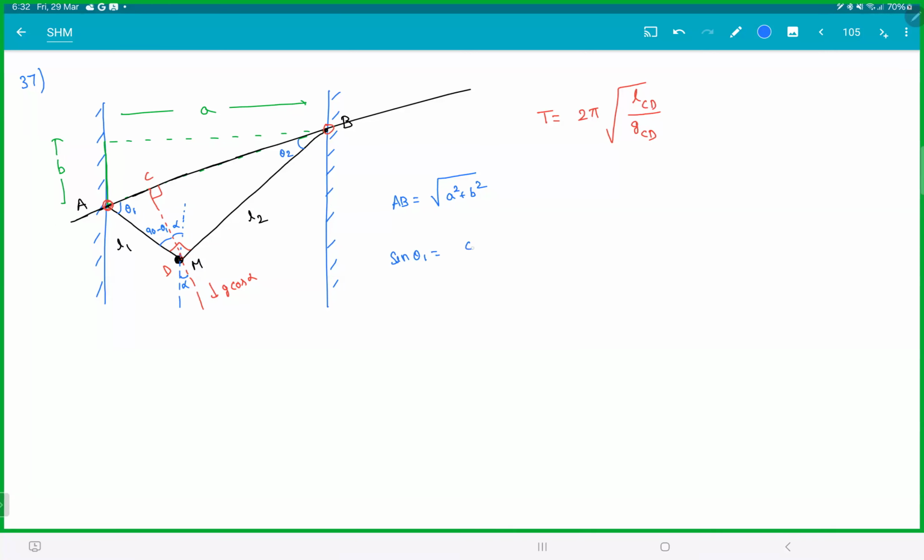Sin theta 1 is CD by L1, that will come. And cos theta 1 is nothing but L1 squared plus AB squared minus L2 squared, by cosine rule, over 2 times L1 into AB. So theta 1 also comes. I just need to find alpha. How to find alpha?